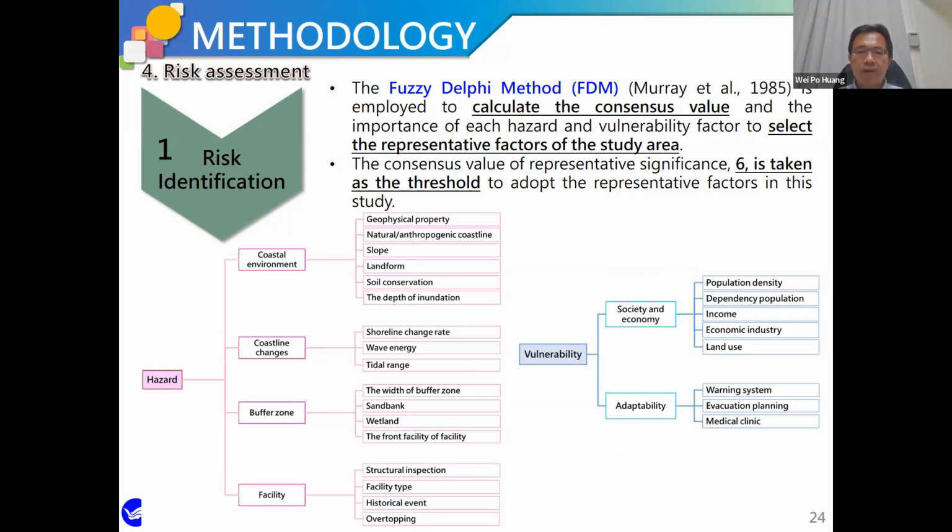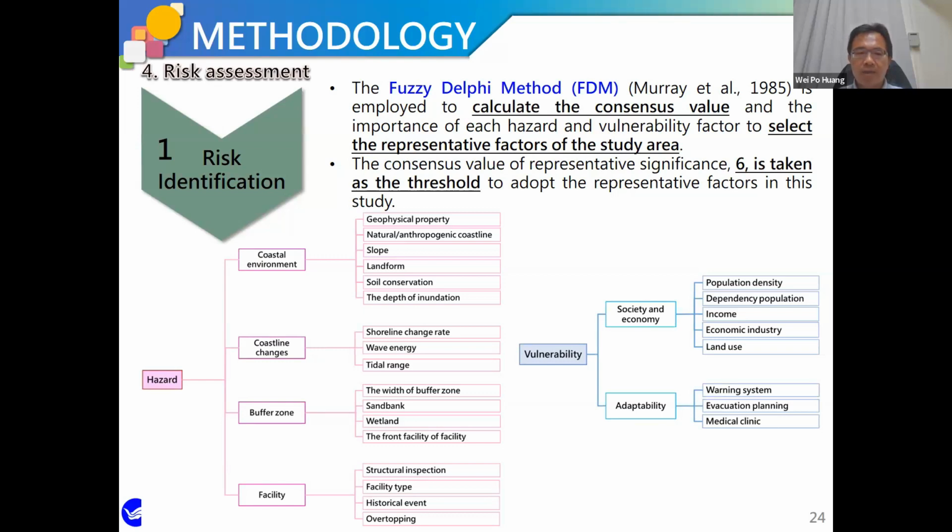Employing the fuzzy Delphi method, FDM, we carefully select representative factors tailored to the unique attributes of the study area. The hazard index comprises 4 key components: coastal environment, coastal line changes, buffer zone, and protective structures. These elements collectively contribute to a nuanced understanding of factors influencing coast hazard.